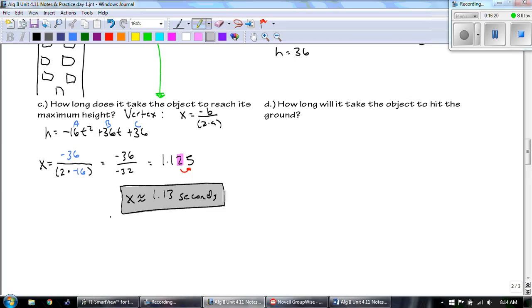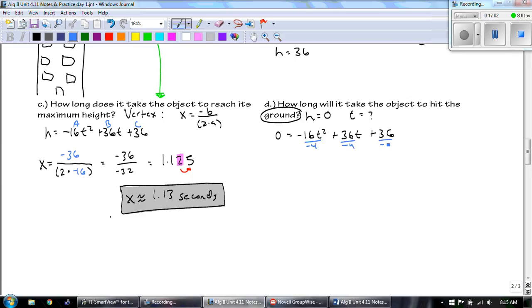Okay? And then d, the last one, how long would it take to hit the ground? Remember, when they're telling us the ground, that is a height of 0, and I do not know the time. So 0 equals negative 16t squared plus 36t plus 36. Once again, you can choose if you want to do the quadratic formula, x equals the opposite of b, plus or minus the square root of b squared minus 4ac, all divided by 2a, or you can factor. I'm a fan of factoring.